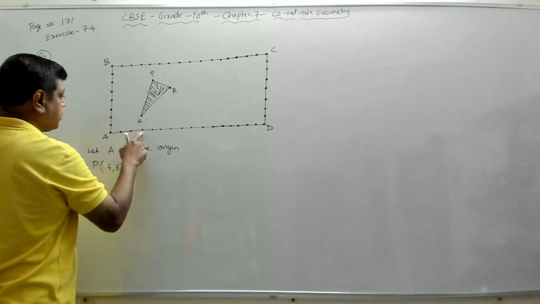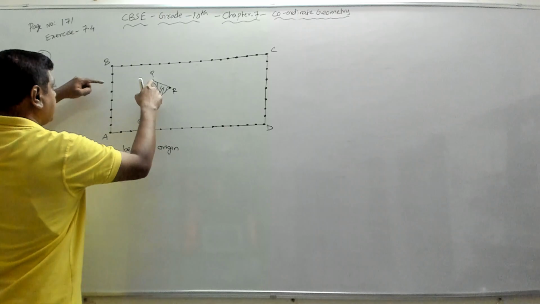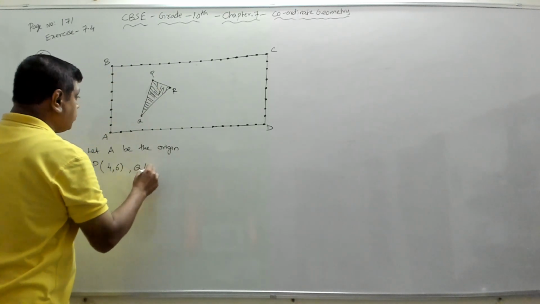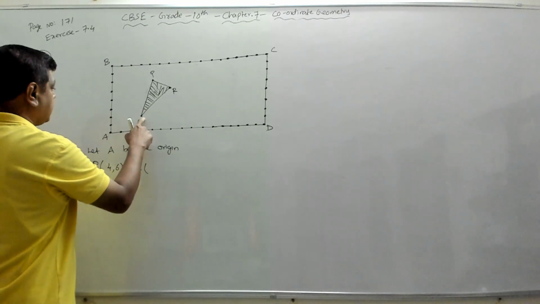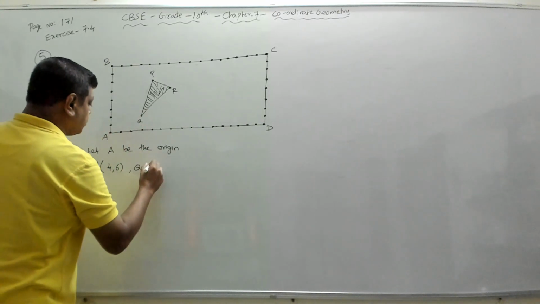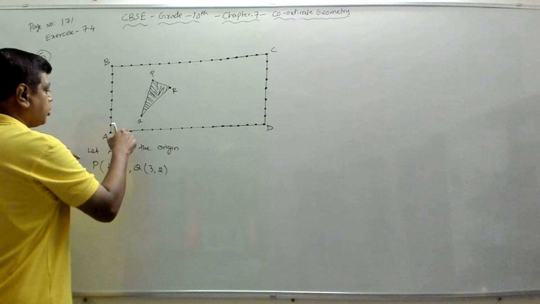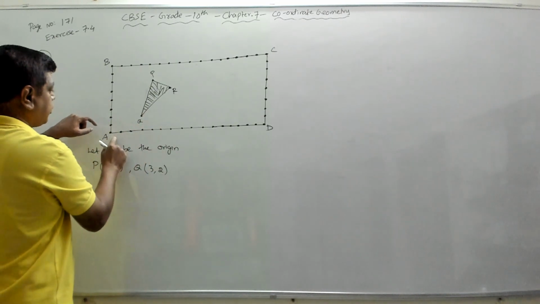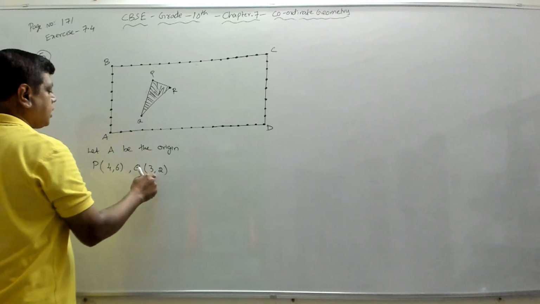4 from 1, 2, 3, 4, then this is 6. This point is 4, 6. And our point Q will be 1, 2, 3, so 3, and 1, 2, so 2. We go 3 and then 2. So this point is 3, 2.